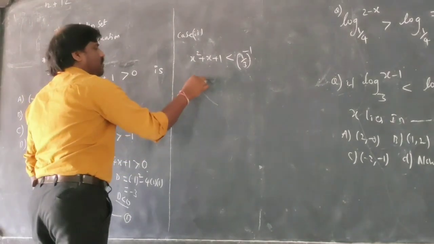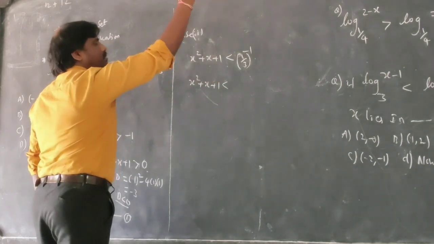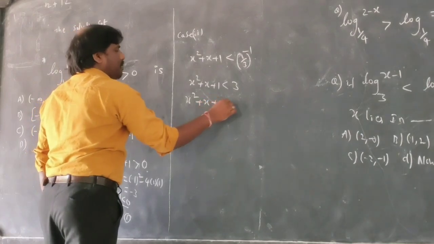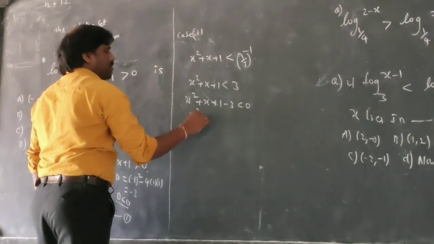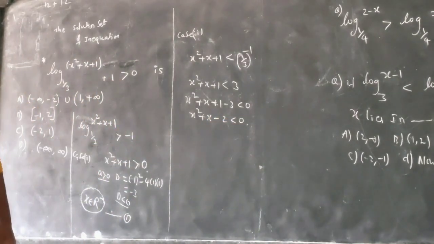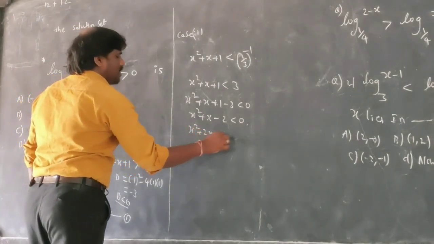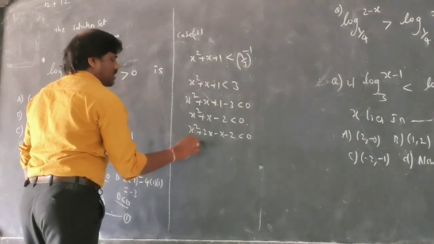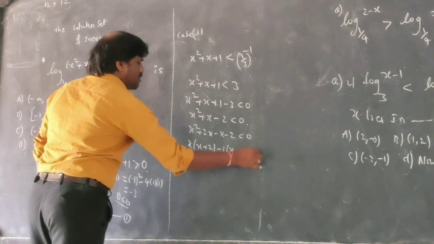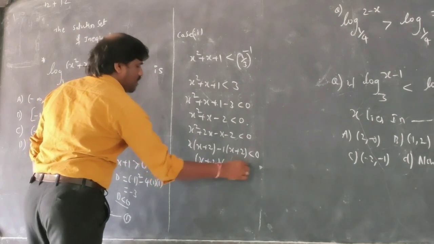So I get x square plus x plus 1. And what is this value? 1 by 3 power minus 1 means 3 power 1: minus minus cancel, this is plus 3. So x square plus x plus 1 minus 3 less than 0, so x square plus x minus 2 less than 0. Let us solve this one. 2 ones are 2, right? So x square plus 2x minus x minus 2 less than 0. Take x common from the first two terms: x into x plus 2, and minus 1 common: minus 1 into x plus 2, less than 0. Taking x plus 2 out common, you get x minus 1 less than 0.